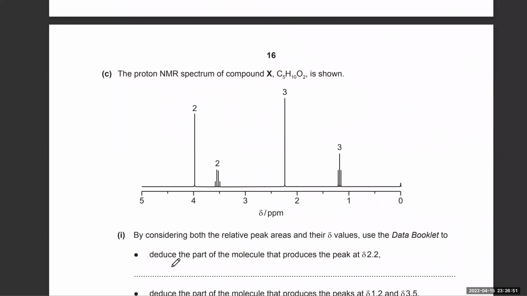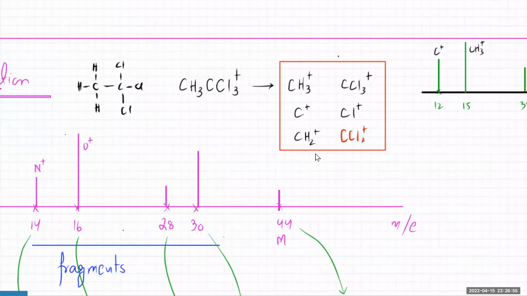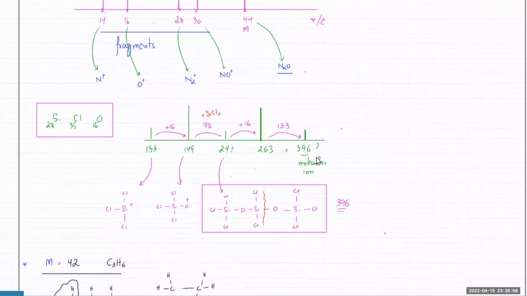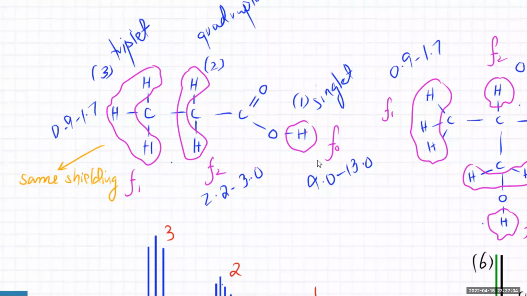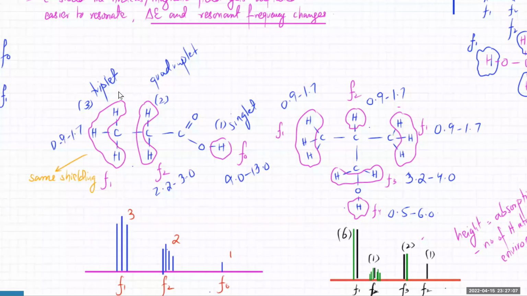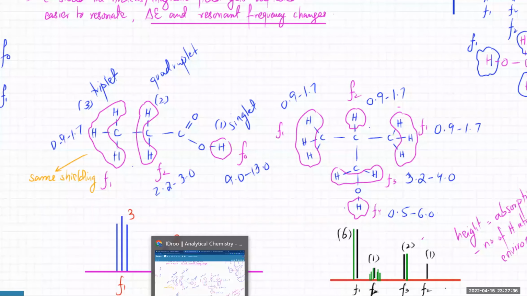So the next one is proton NMR. I'll just give you a quick recap of what proton NMR was. The basic idea was that your hydrogen protons would resonate, and the protons that were in the same environment would resonate at the same frequency. These three would resonate at the same frequency, F1. These two would resonate at the same frequency, F2. This would resonate at frequency F0. As long as the chemical environment is the same, they would resonate at the same frequency. This one is different from the other one, so it would resonate at a different frequency.